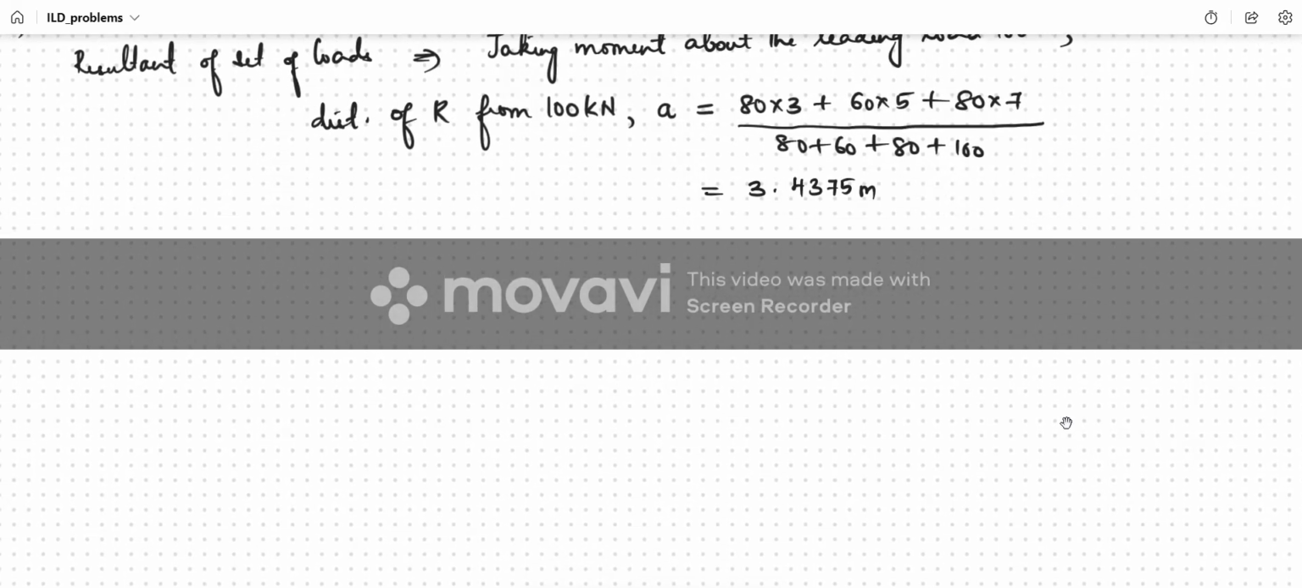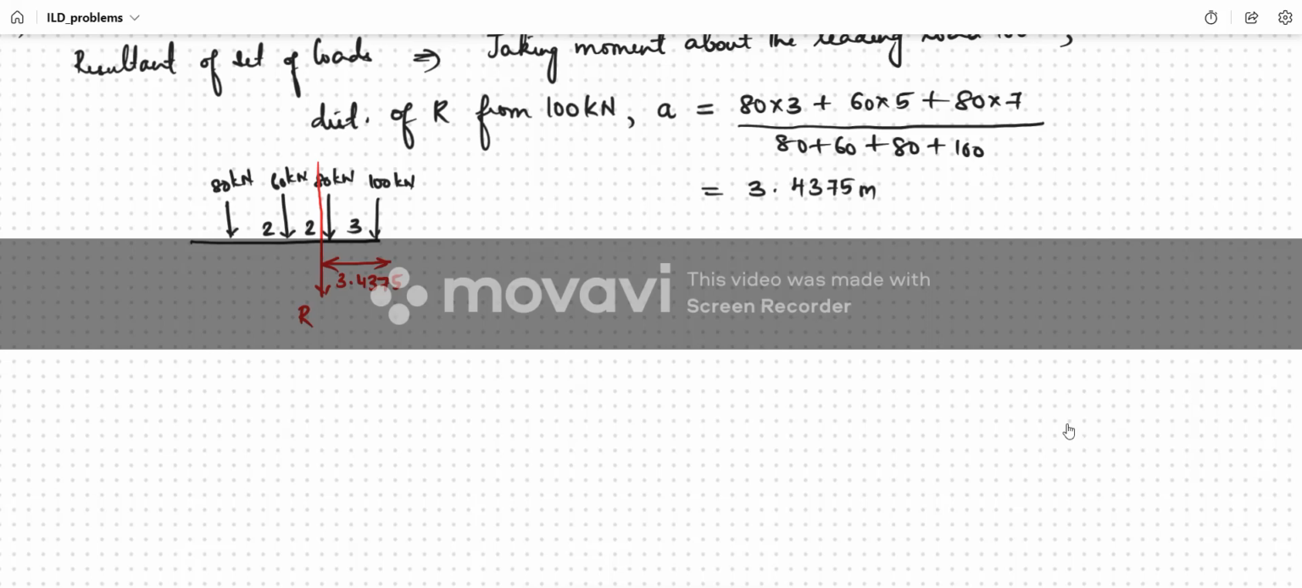So I will show the position here. These are your set of loads. This is your leading 100 kilonewton load. After 3 meters, you have the second 80 kilonewton load. After 2 meters, you have the 60 kilonewton load. And finally, after 2 meters, you have the 80 kilonewton load. So this is 3, 2 and 2. So where is your resultant? You have got your resultant at 3.4375. So this is your resultant, and from here, it is 3.4375 meters. Okay, this much is understood.